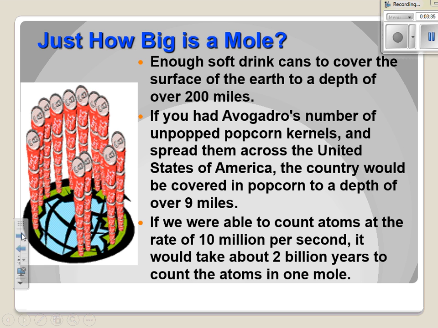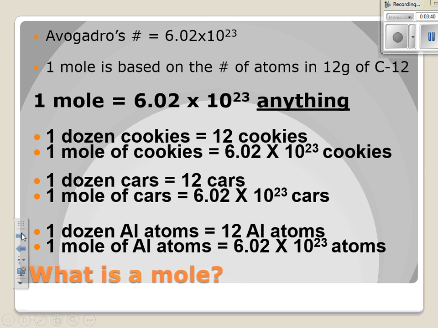Yes? Where do we write for how big is a mole? How big is a mole? A mole is 6.02 times 10 to the 23rd. Okay? And the mole was based off of, well, it is Avogadro's number, yes. The number of atoms in 12 grams of carbon-12 is where the calculation was done for Avogadro's number.